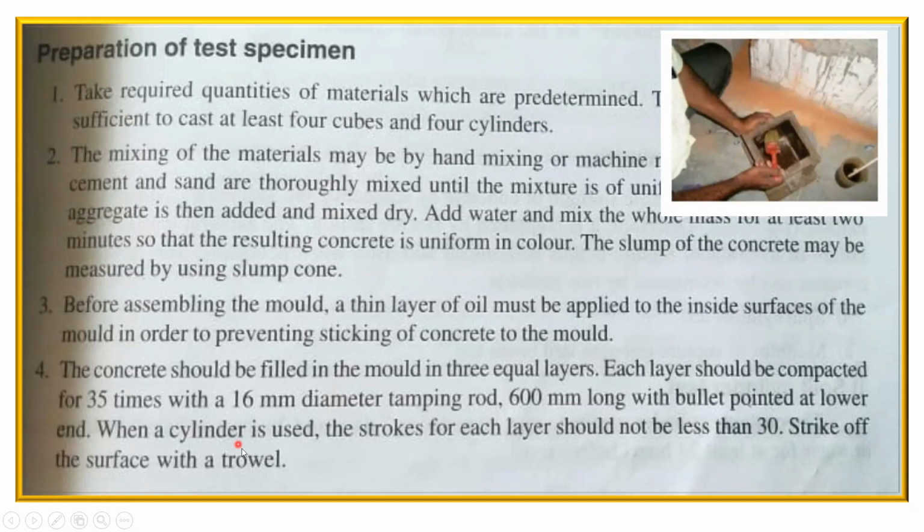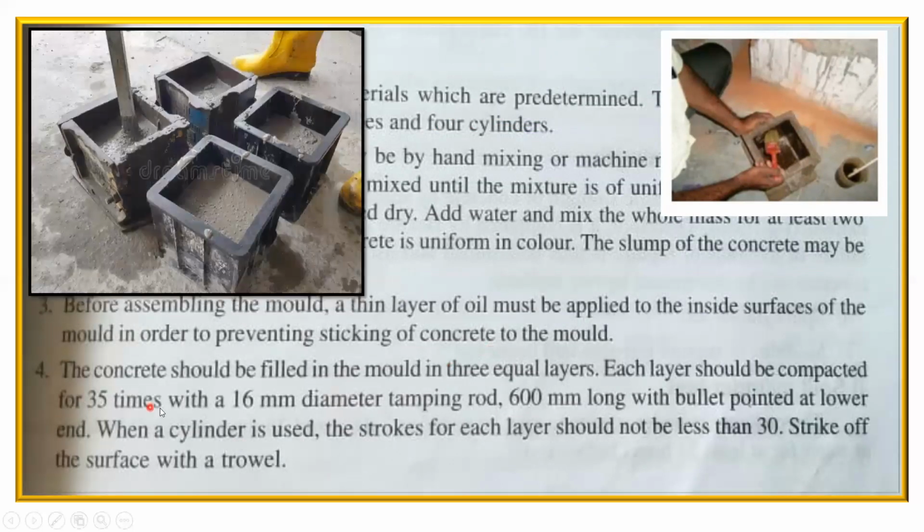The next point is that the concrete should be filled in the mold in 3 equal layers. Each layer should be compacted 35 times with a 16 mm diameter tamping rod, 600 mm long with a bullet pointed end at the lower end. When the cylinder is used, the strokes for each layer should be less than 30 mm, and strike off the surface with a trowel.